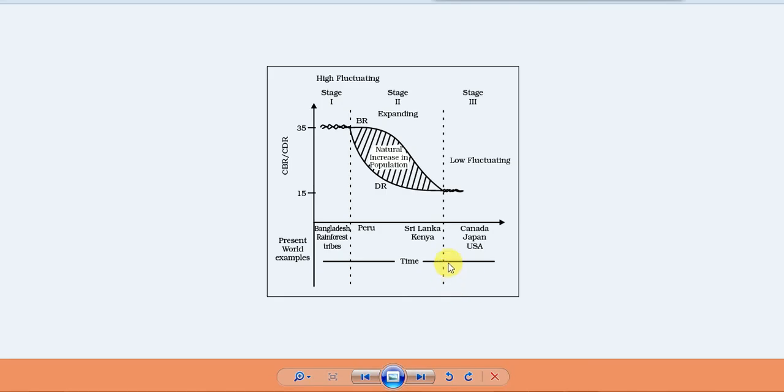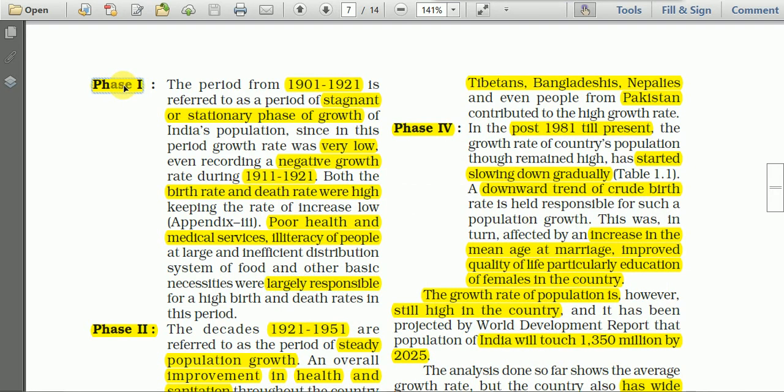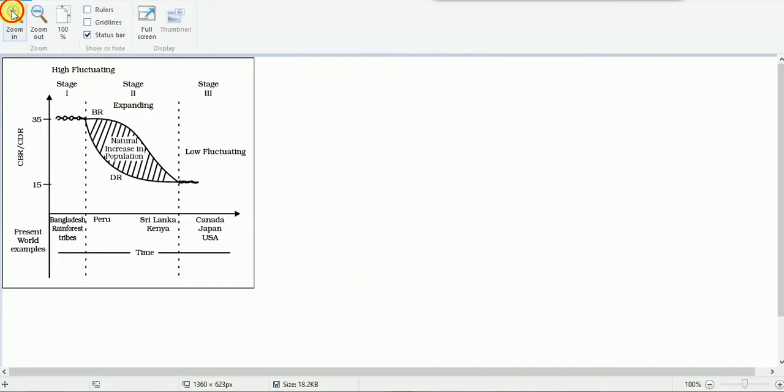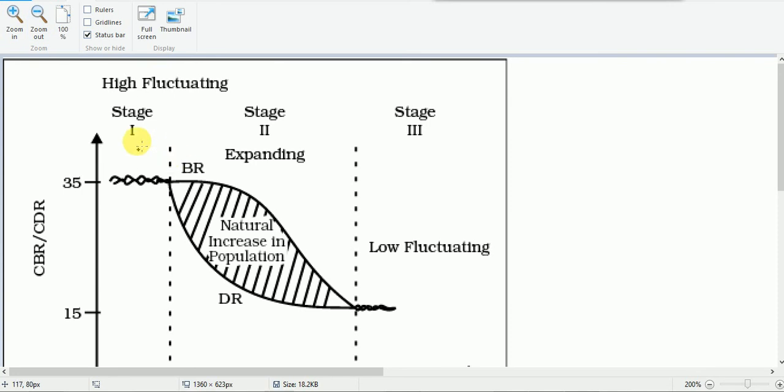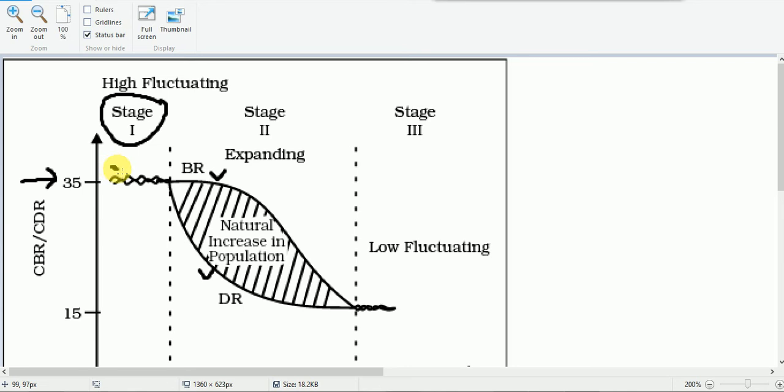In our textbook, Fundamentals of Human Geography, we discuss the 3-stage model of demographic transition theory, and this is the diagram. This phase 1 of population growth of India can be compared with the stage 1 of a demographic transition model. See here we have the stage 1. In the stage 1, both the birth rate and the death rate are high. As we discussed earlier, this line graph indicates birth rate, and this graph indicates death rate. So in stage 1, both the birth rate and the death rate remain high.